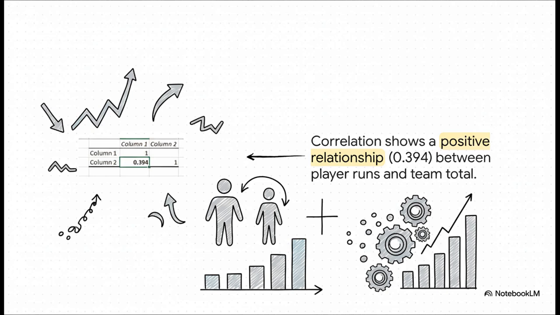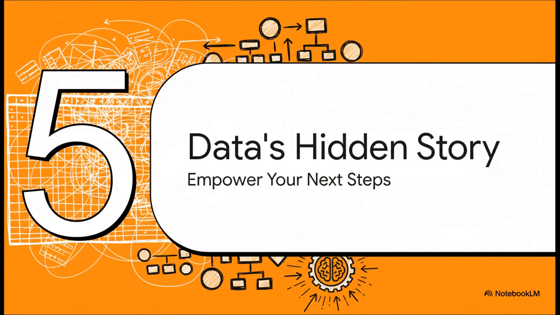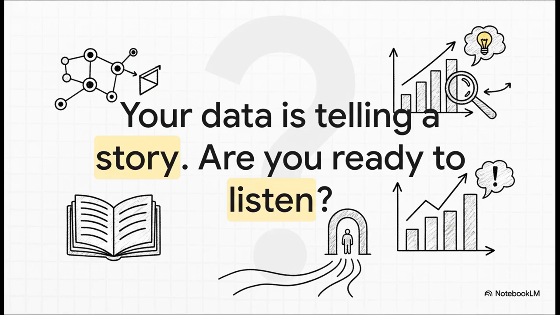We can use the correlation tool to see how two different things are related. So here we see a positive link between this one player's score and the team's total. Now, why is that so crucial? It suggests that when this specific player does well, the whole team is much more likely to win. That's a powerful insight. So think about where we've been. We started with a totally messy spreadsheet, and now we've turned it into a powerful decision-making tool. You see, by using these tools, you're not just looking at numbers anymore. You're actually uncovering the stories they hold. The real question is, are you ready to listen?